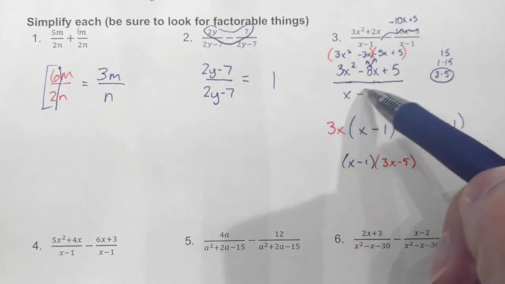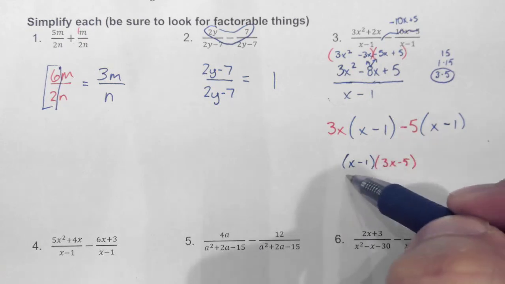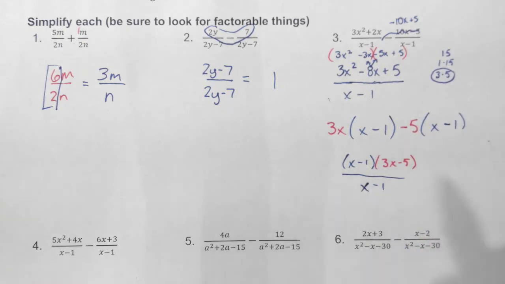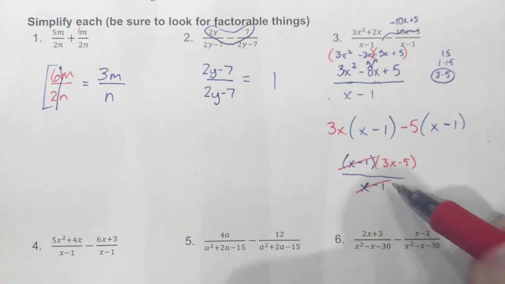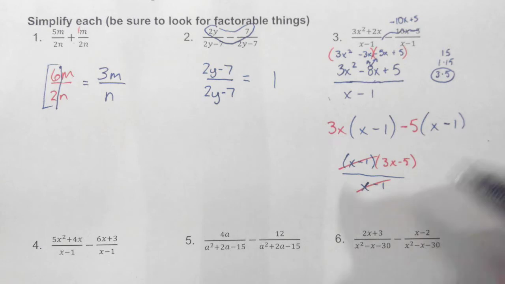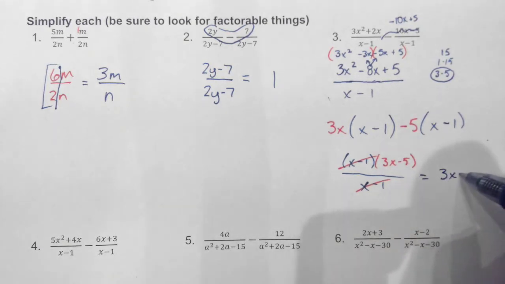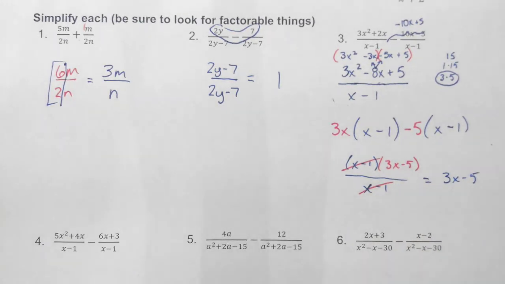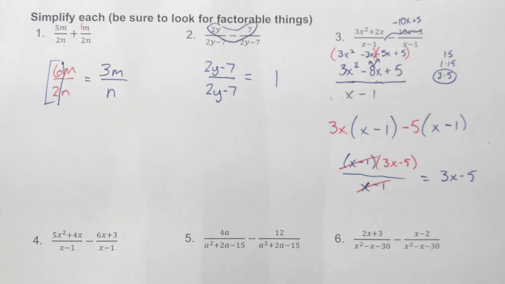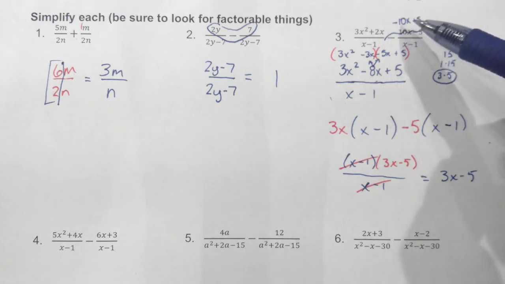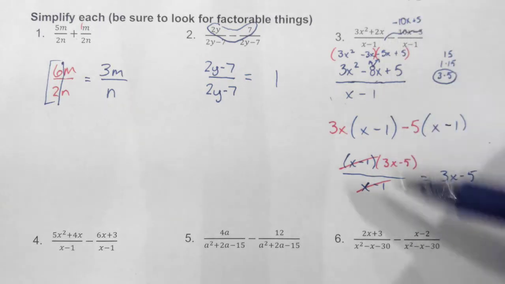And then don't forget, this was all over that x minus 1 originally. So then we look, does this simplify further? Absolutely. The x minus 1's cancel, leaving me with a final answer of 3x minus 5. So we see we get a lot of those things that we've been doing before. We're just taking one small step at the beginning and then a bunch of review at the end.